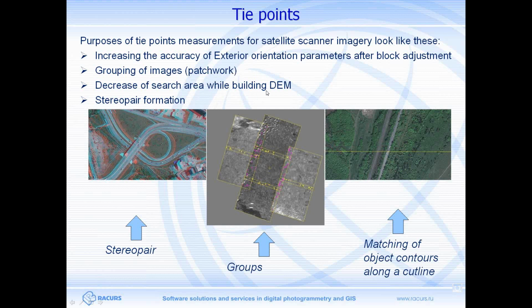Also, the tie points help us to decrease the search area while building digital elevation model. It makes the process much faster. And of course, we need tie points for stereo pair formation. Actually, it's not an obligatory thing for stereo blocks, because in this case you make stereo pairs immediately after loading images. But anyway, tie points can help us to make better orientation of the source images in the stereo pair.